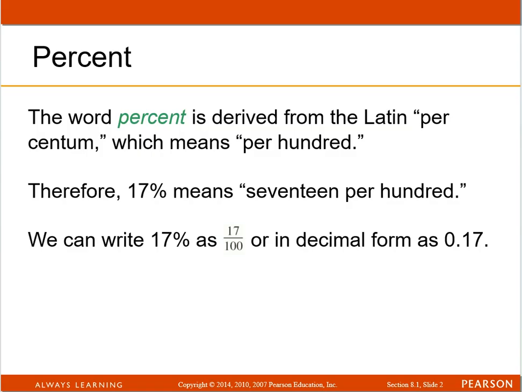So moving right along, the word percent comes from the Latin word percentum, which means per 100. And like most tests, they come out of 100 points or 100%. So if somebody says, hey, I got 17% of something, they're really saying they have 17 out of 100. Now, 17% can be written as a fraction, 17 over 100, or in decimal form, 0.17. So if they ask you to change it from percent form to a fraction or to a decimal, you have to remember that once you change it, to drop the percent sign.